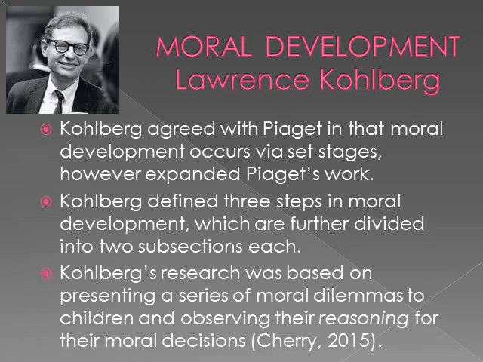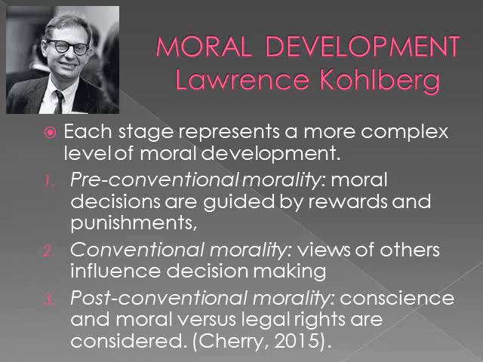Kohlberg agreed with Piaget in that moral development occurred via set stages, however expanded Piaget's work. He defined 3 steps in moral development, which are further divided into 2 subsections each. His research was based on presenting a series of moral dilemmas to children and observing their reasoning for their moral decisions. Each stage represents a more complex level of moral development: pre-conventional morality, conventional morality, and post-conventional morality.